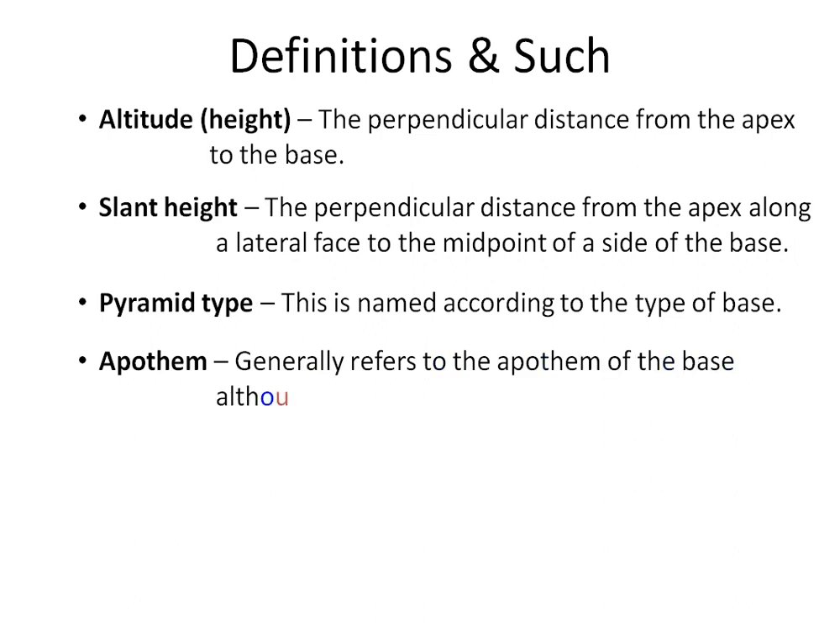Okay, the apothem generally refers to the apothem of the base, although the triangular faces also have apothems. Generally, you're not going to use the apothems of the triangular face unless it happens to be equilateral triangles. However, you will usually use the apothem to find the height or the slant height using the Pythagorean theorem because it will be part of a right triangle.